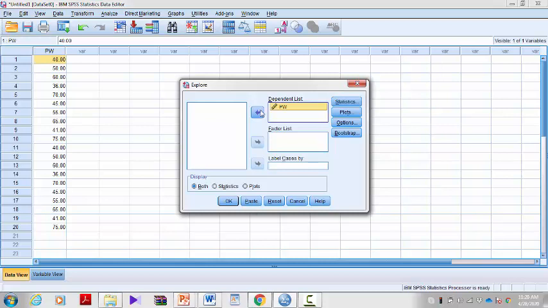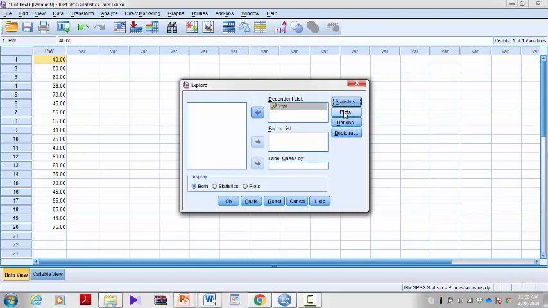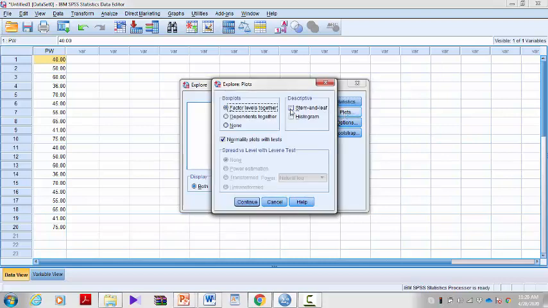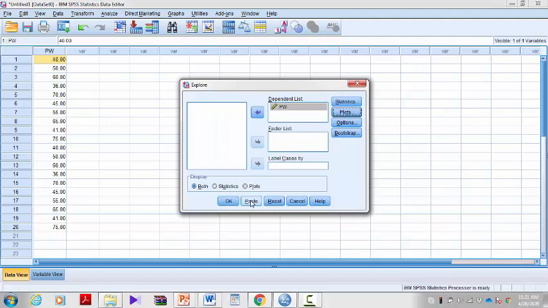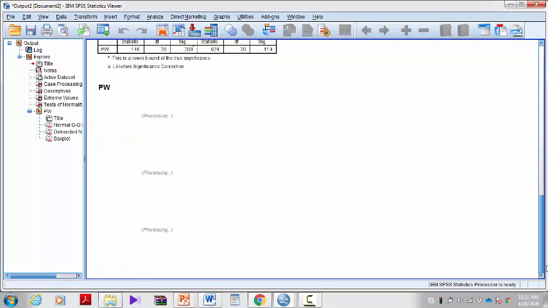I will enter the PW in the dependent list. In Statistics, I will check the outliers first, press Continue, and in Plots I will uncheck the stem-and-leaf, descriptives, and I will check the normality plots with tests. Press Continue and press OK. You see, first of all I will look at the outliers.